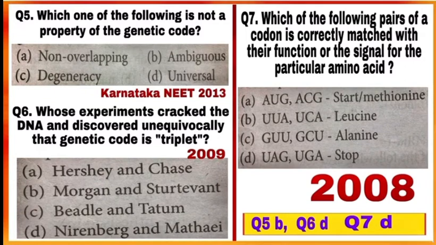Question number 7, which of the following pairs of a codon is correctly matched with their function or the signal for the particular amino acid? Out of 64 codons, 3 codons UAA, UAG and UGA are stop codons. They do not code for any amino acid. Thus, out of 4 options, option D, UAG and UGA are stop codons. This is the right match. So, mark it as a correct answer.